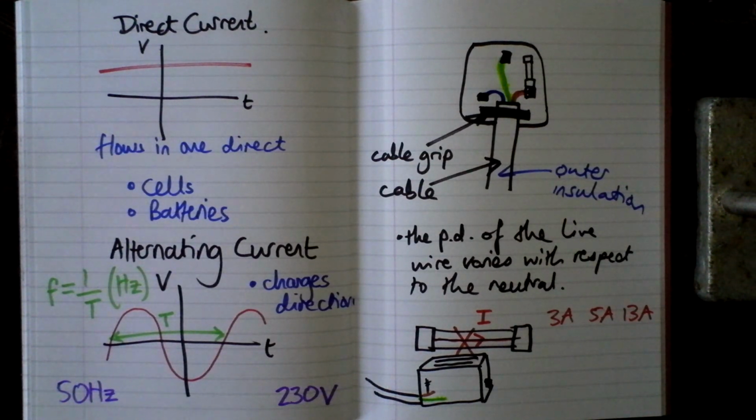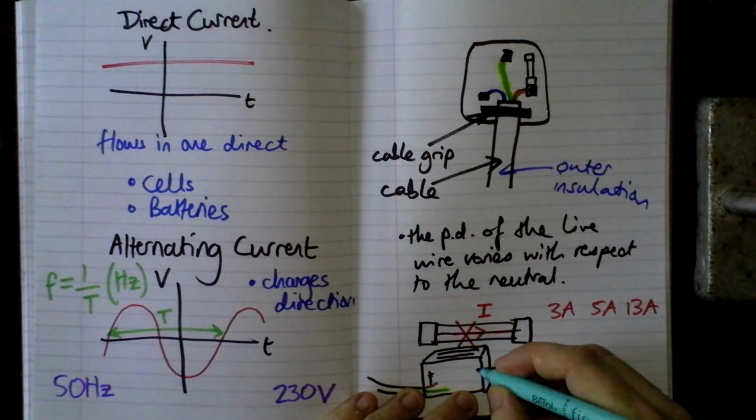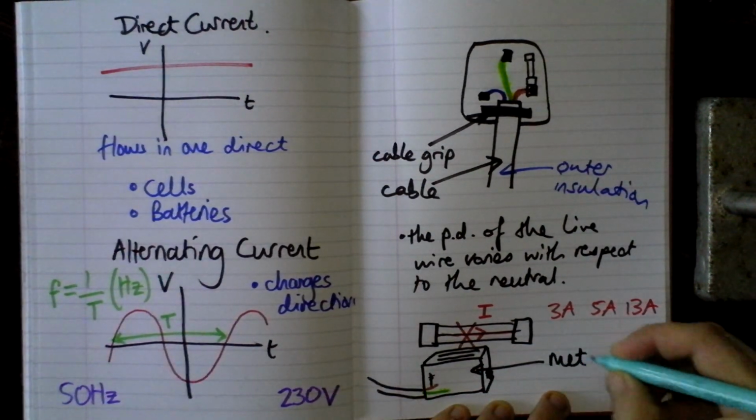So any kind of fault on something with a metal case will require an earth wire to protect the user.